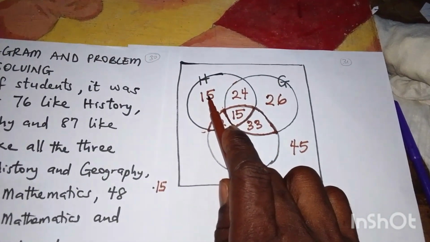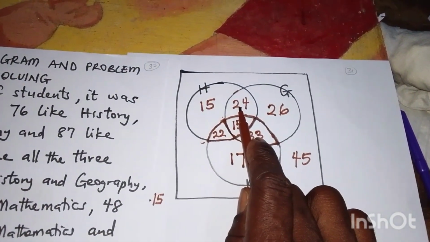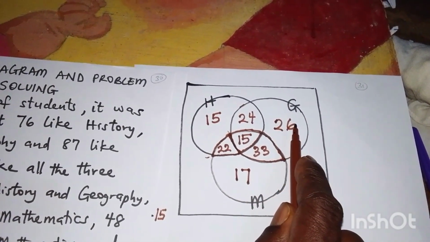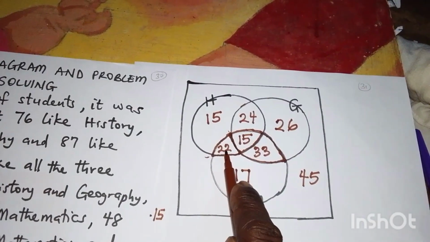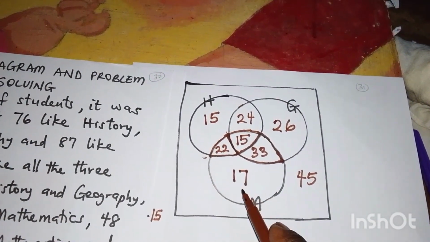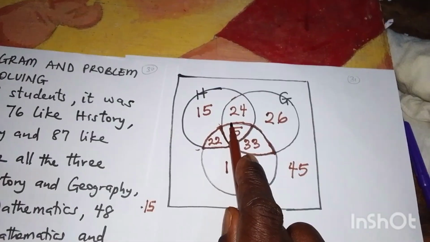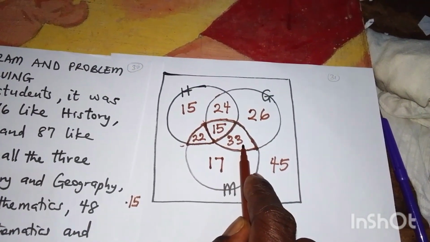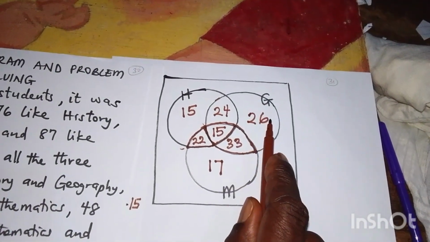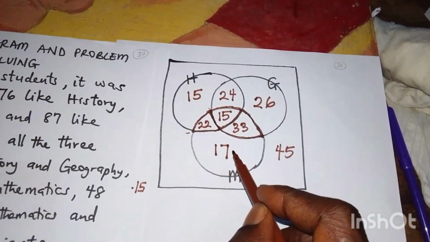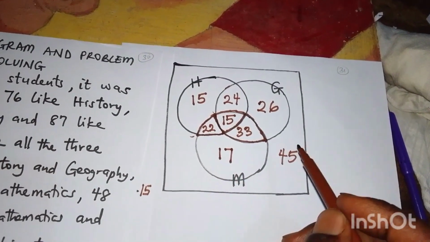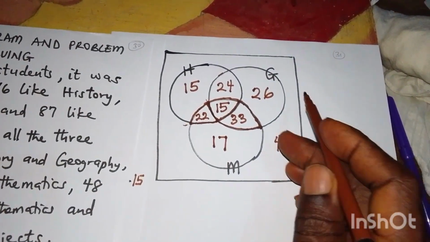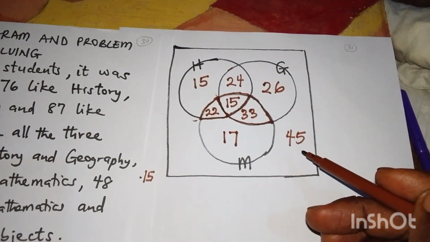So 15 students like only history. 24 students like history and geography only. 26 students like only geography. 22 students like history and mathematics only. 15 students like history, geography, and mathematics. 33 students like only geography and mathematics. And 17 students like only mathematics. Then we have 45 students who did not like any of the 3 subjects. So we've been able to represent it on a Venn diagram.